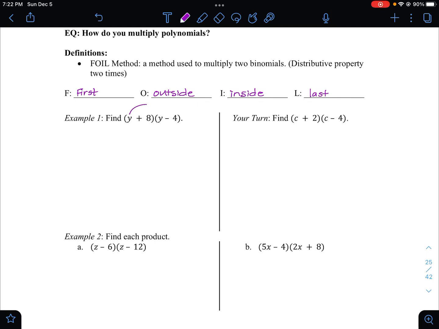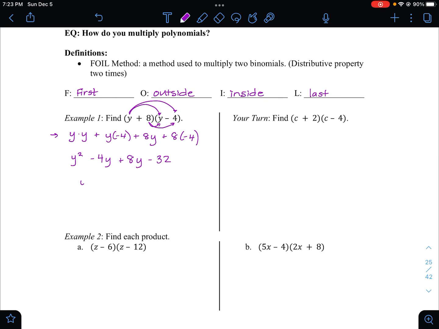So for this first one, we are going to take y times y, and I'm going to write all of this out, but typically I will not do this stuff right here. Okay? So that's my first two terms. Then I'm going to do my outside terms. Actually, I'll do it up here. Makes a smiley face if I do it the other way, but that's okay. So plus y times a negative 4 plus, now do my inside terms, so 8 times y plus my last two terms, 8 times negative 4. All right, so y times y is y squared minus 4y plus 8y minus 32.